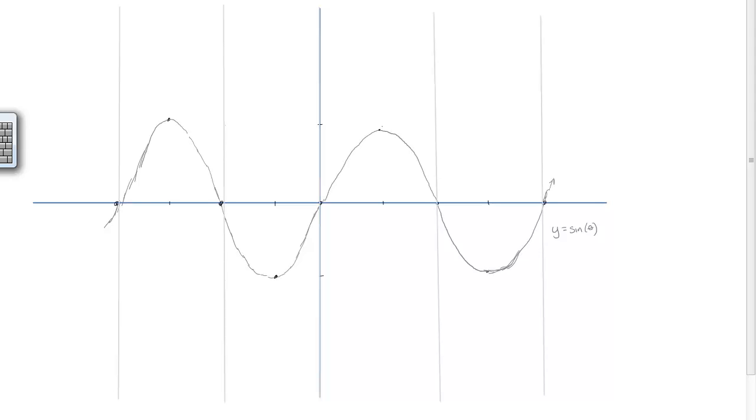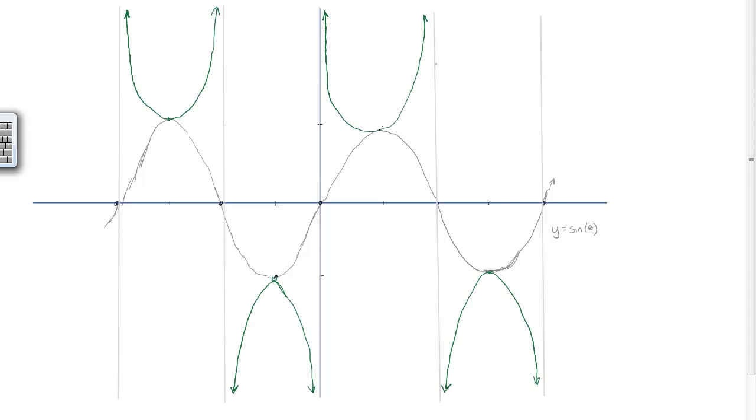I'll draw those in. And I'll go ahead and draw a green cosecant curve. And that pattern repeats on and on and on. Okay, so now we need to restrict the domain of this cosecant curve so that the inverse is a function.